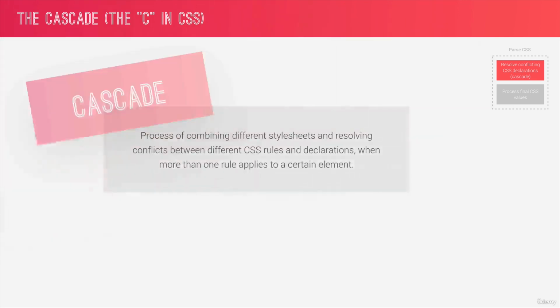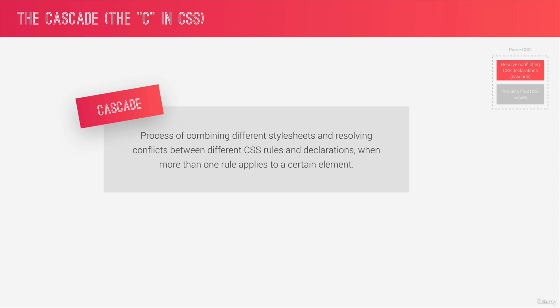First off, remember that in the parsing phase, the first step is to resolve conflicting CSS declarations, and the second step is to process the final CSS values. So let's start with step 1 in this lecture, which is the cascade, and let's define exactly what it is. So, the cascade is the process of combining different style sheets and resolving conflicts between different CSS rules and declarations when more than one rule applies to a certain element. Because, as you probably already know, a declaration for a certain style property like font size can appear in several style sheets and also several times inside one single style sheet.